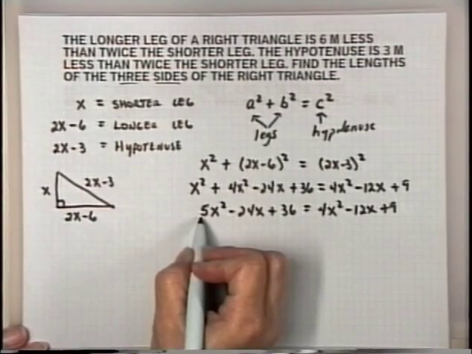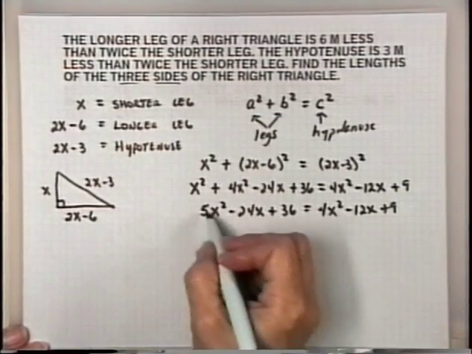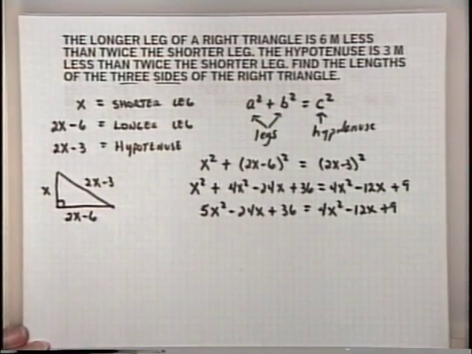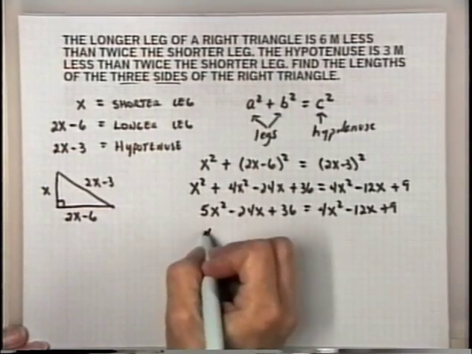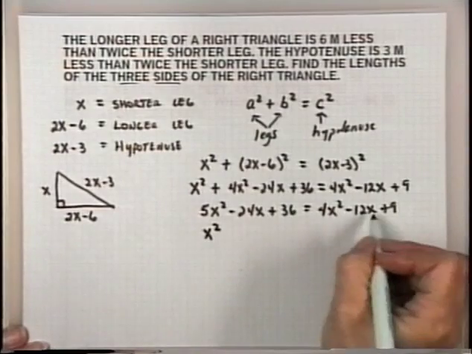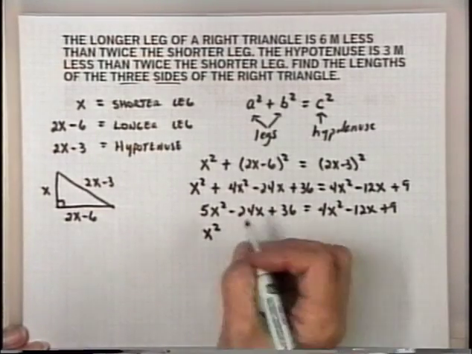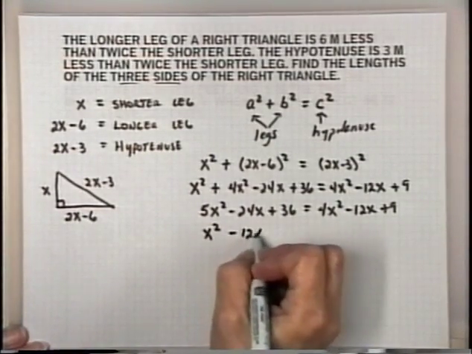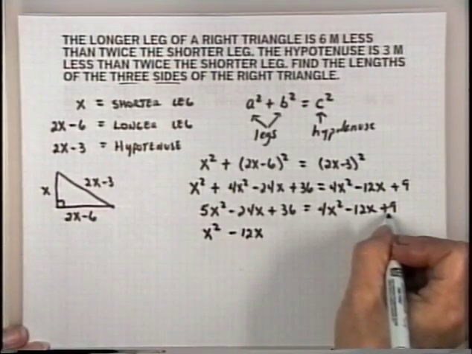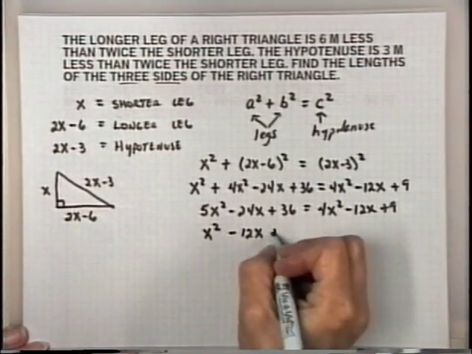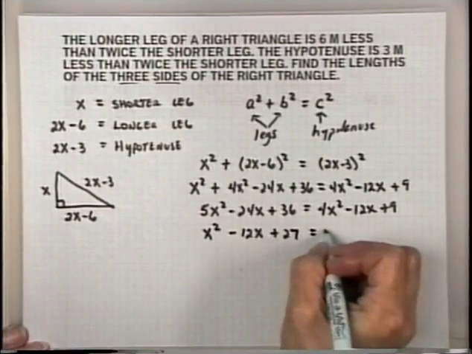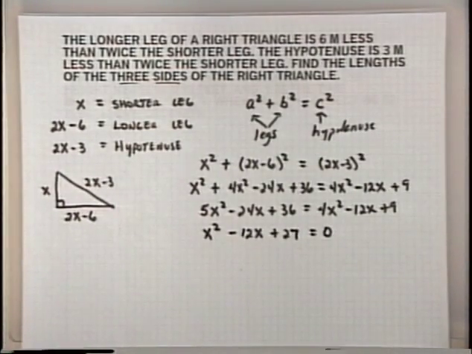Since this is the largest coefficient, let's subtract the 4x squared from 5x squared to keep a positive coefficient here. Subtracting 4x squared, I get 1x squared here. I will then add 12x to both sides, so this will be a negative 12x here. And I will subtract 9 from both sides. This gives me x squared minus 12x plus 27 equals 0.